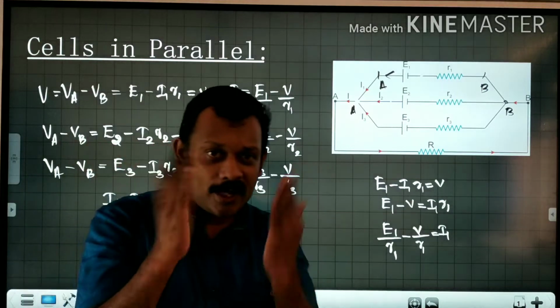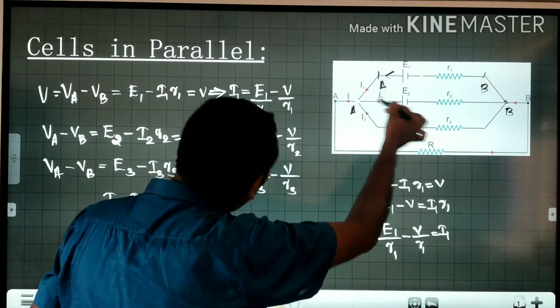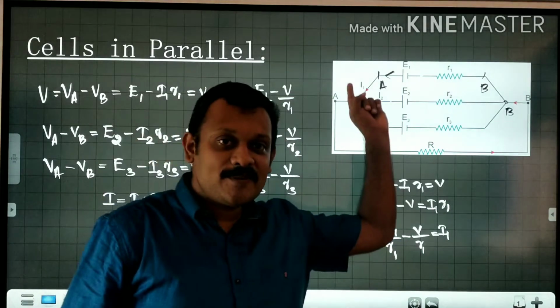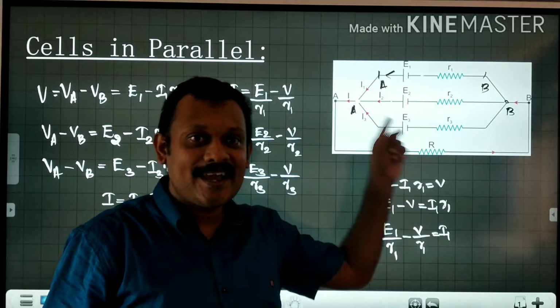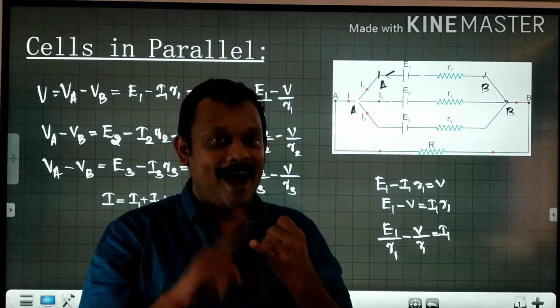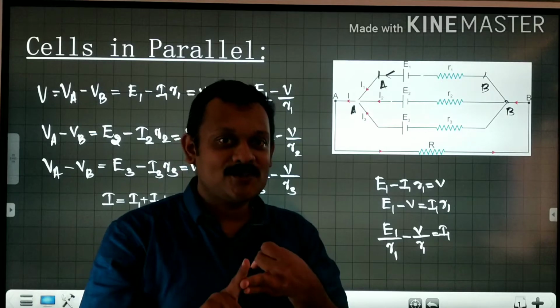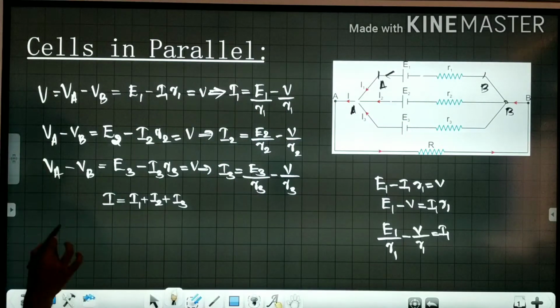Ready? You can easily understand. This is I1 coming, I2 coming, I3 coming, all going towards A. So what's the total current going to A? I1 plus I2 plus I3.